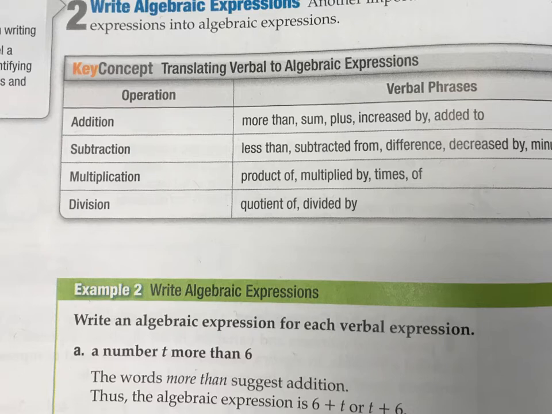So, does more than imply a switch? Yes, it does. Does sum imply a switch? No. How about plus? No. How about increased by? No. Like if I say, what's your age increased by 1? You just put your age plus 1, right? You don't put 1 plus your age. How about added to? 3 added to 7. Or 3 added to your age. Yeah, you switch it. So let's underline those two. Of course, on the other side, we have different ones like greater than.